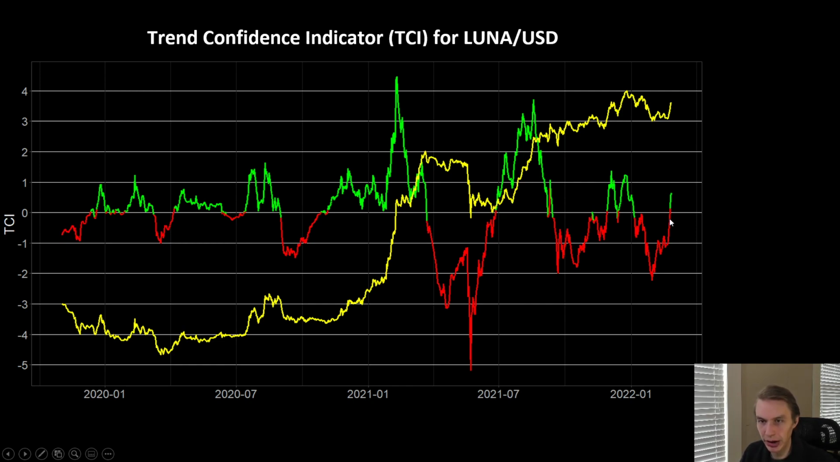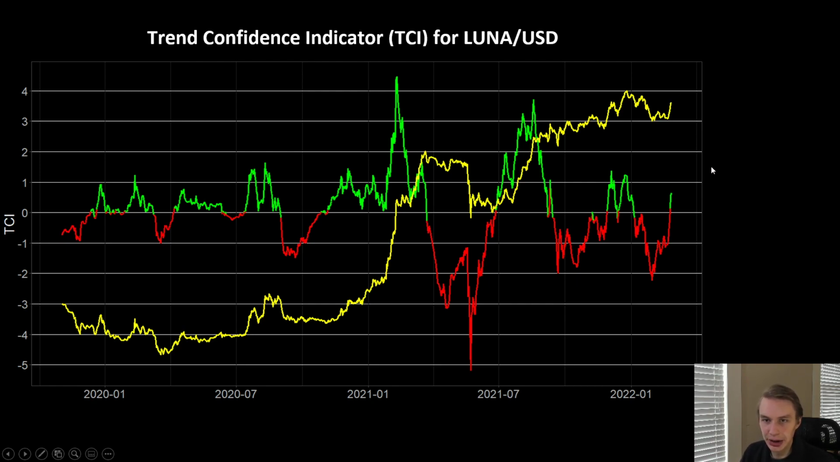So let's look at where we are right now. We have actually just closed green for a couple of days here. Coming off of this bottom, you'll see this popped up into the green as we're going up. So this suggests that the TCI thinks there's some reason to believe this uptrend could continue, right? This looks more like an uptrend than a downtrend right now, and so there's some hope this could continue.